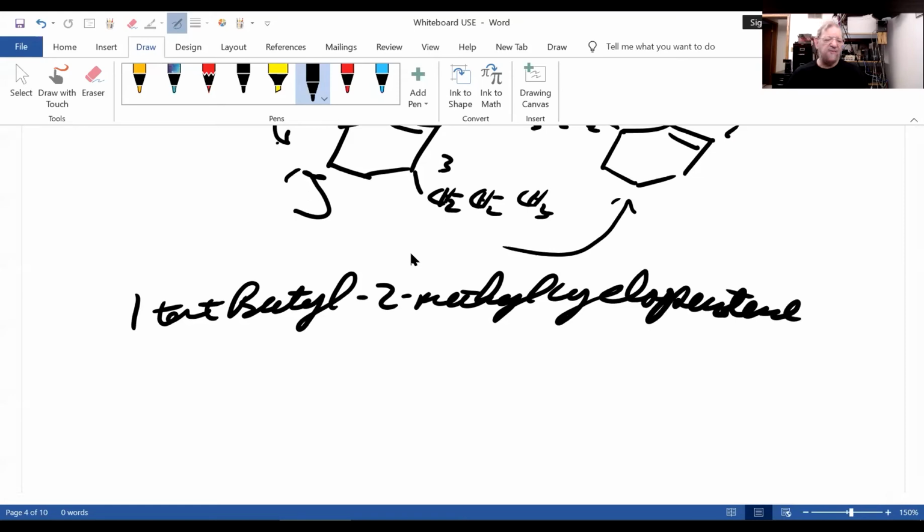In case you can't read it, it's 1-tert-butyl, 2-methyl, cyclopentene. Why don't you draw this one? 1-tert-butyl, 2-methyl cyclopentene.